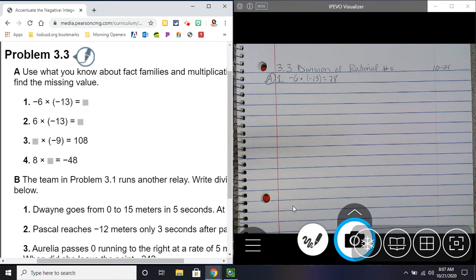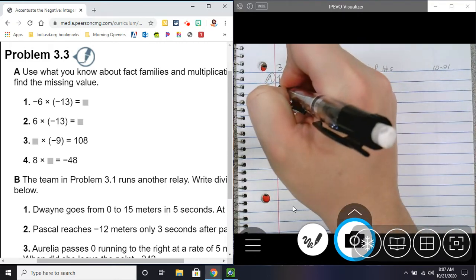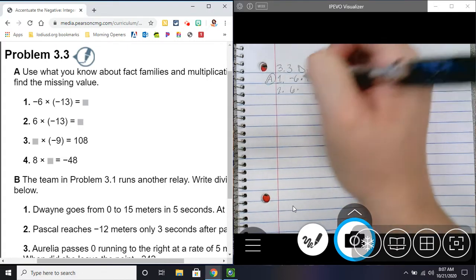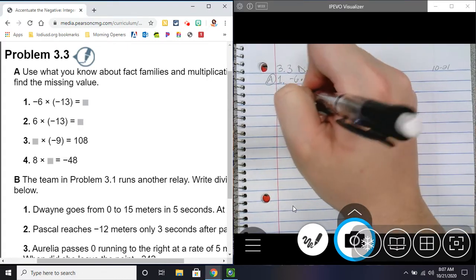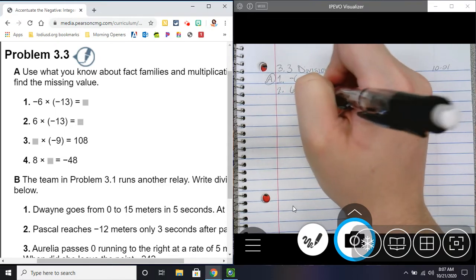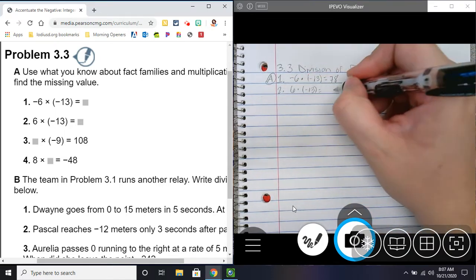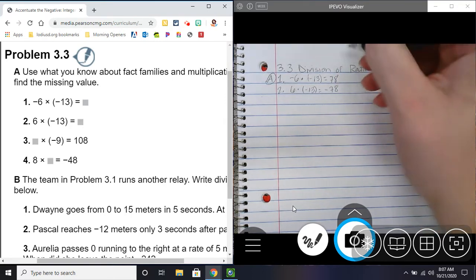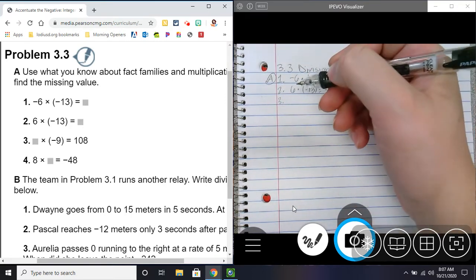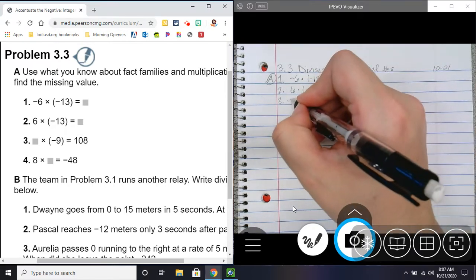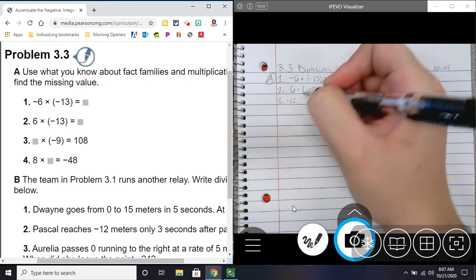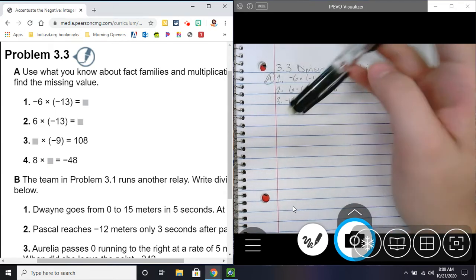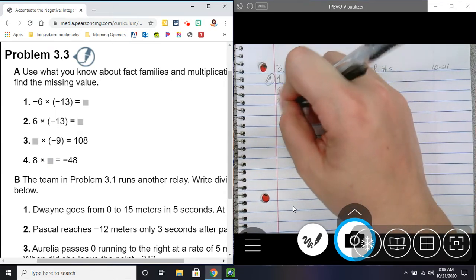And then number 2 is +6 times -13. A positive times a negative would be -78. Number 3 is -12. Oh, now I'm looking at the wrong thing. Sorry.